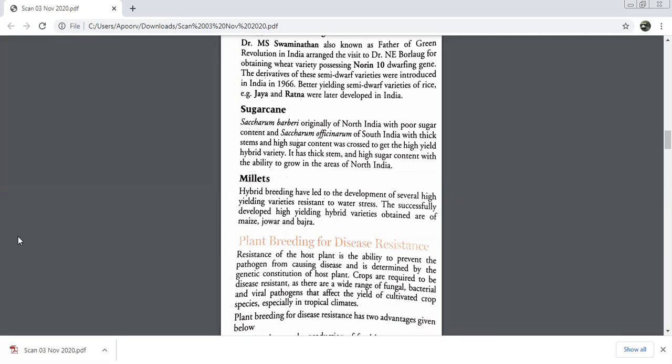So hybrid breeding led to the development of high yielding varieties related to water stress. They could easily take the water stress. So successfully, high yielding hybrid varieties were obtained of maize. We had this maize, jowar and bajra. We put them all together in the category of millets.